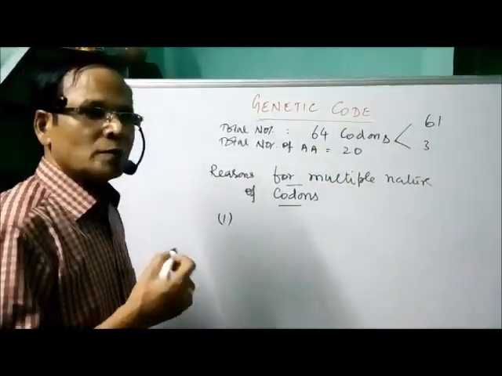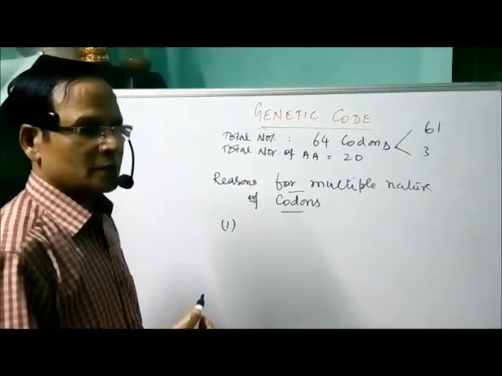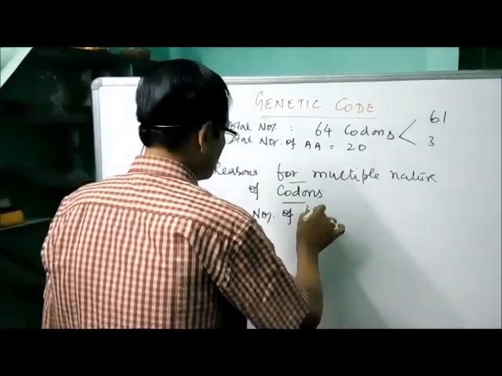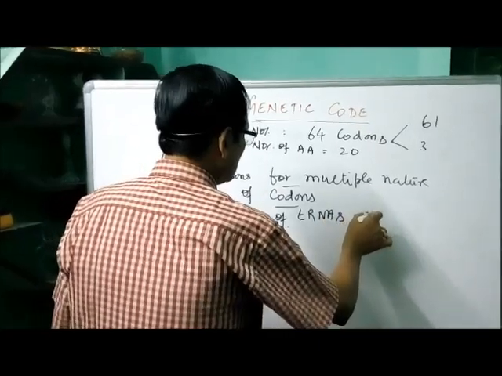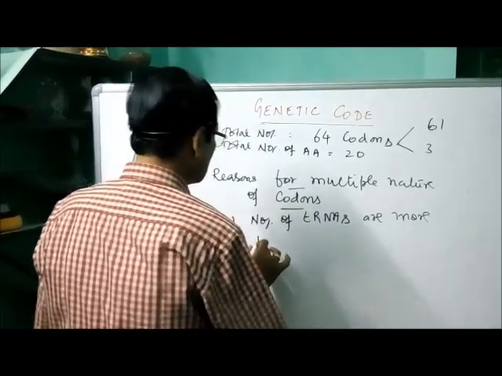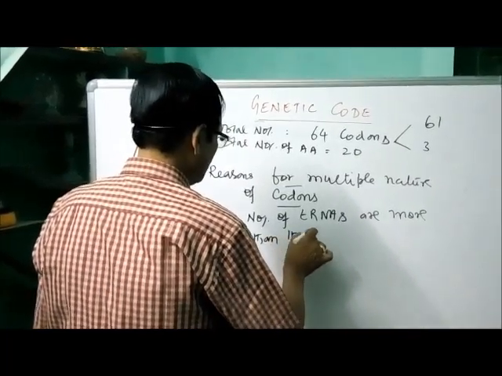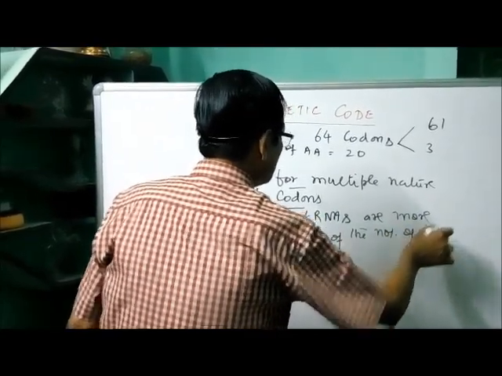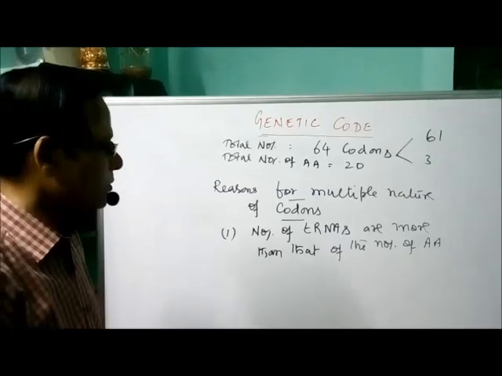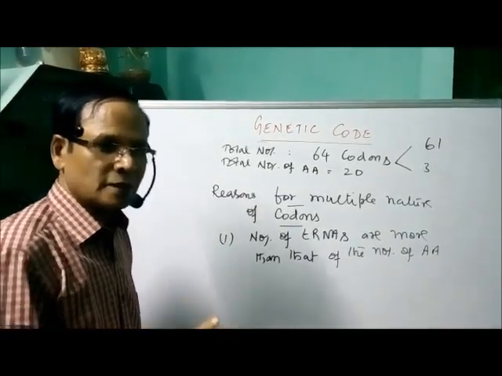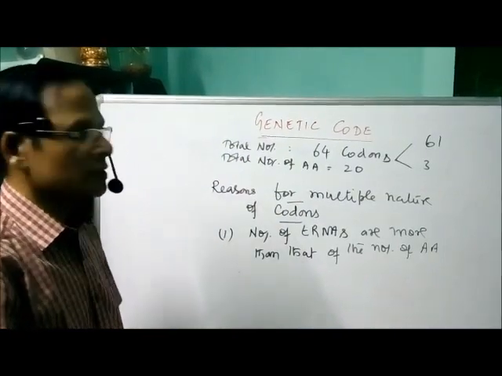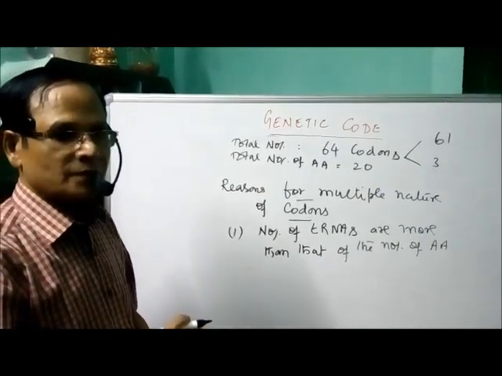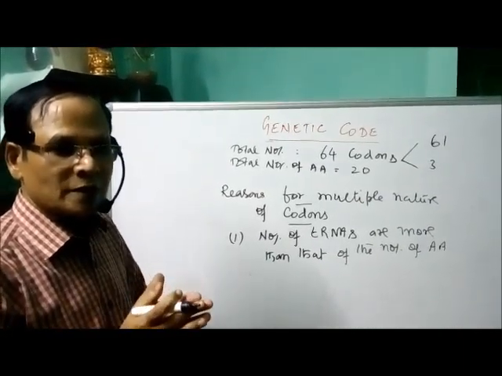There are more tRNAs than amino acids. The number of tRNAs is more than the number of amino acids, because the tRNAs are the carrier molecules. Adapter molecules, they only bring the amino acid towards the site of protein synthesis.